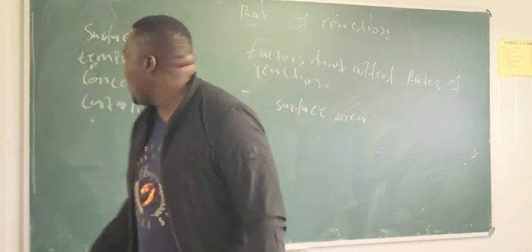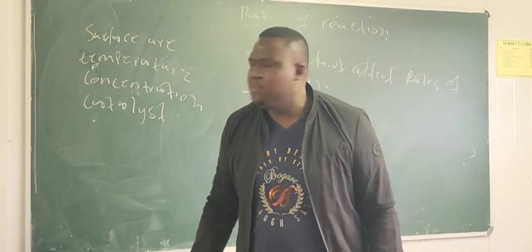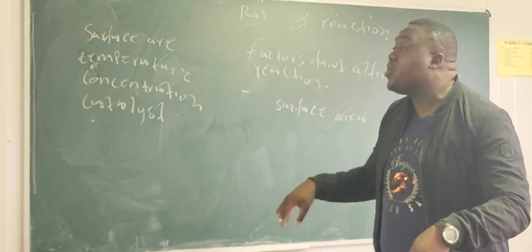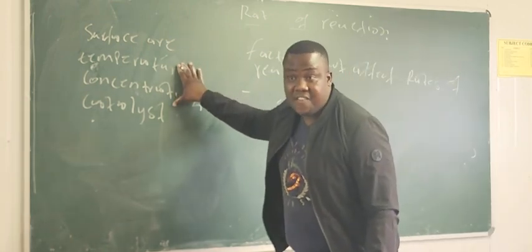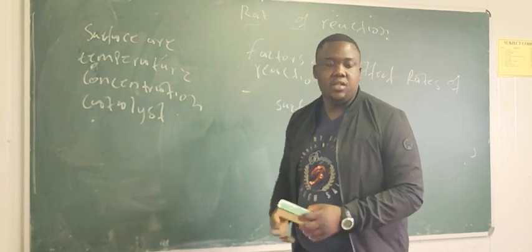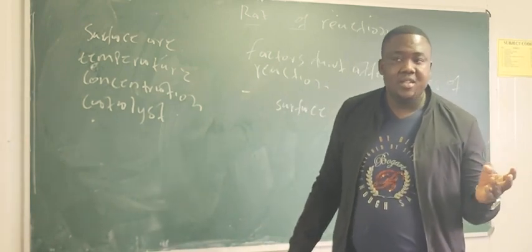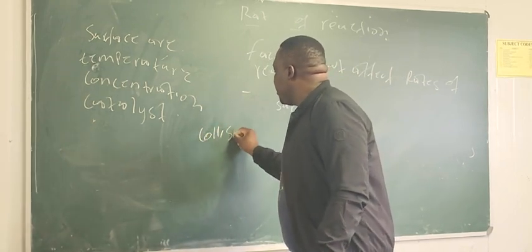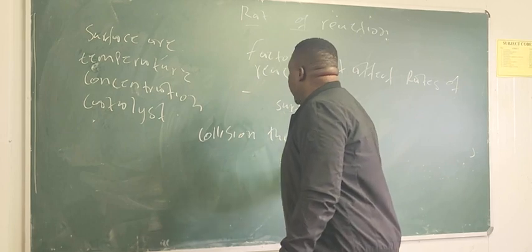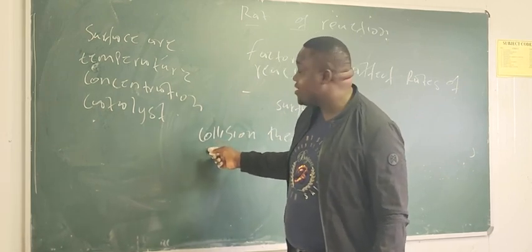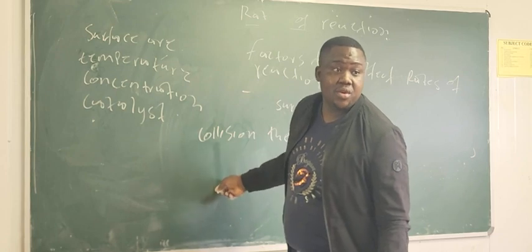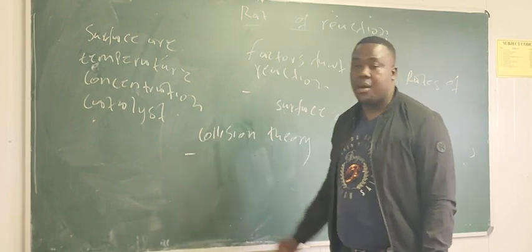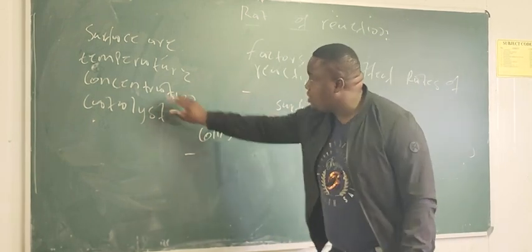Collision theory by itself, there is no question that you are going to come across that wants you to explain collision theory. You will use collision theory to explain the factors that affect the rate of reaction. Do you know the types of collision? Okay, let's quickly go through it. You won't be asked to explain collision theory. You will use it to explain this, right? So let's write the points so that when we explain these points, we use them.